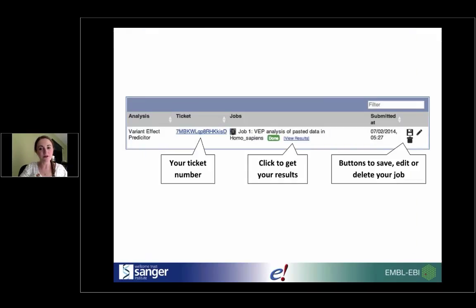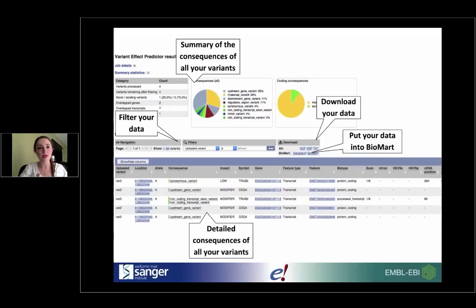When you've finished doing all your input on the VEP, you should get a table that looks like this, or you can click through to get your results, and you get a nice big table giving you loads of information about all the variants that you've analysed, that you can then work with to determine which variants you might want to study further and for what reason.